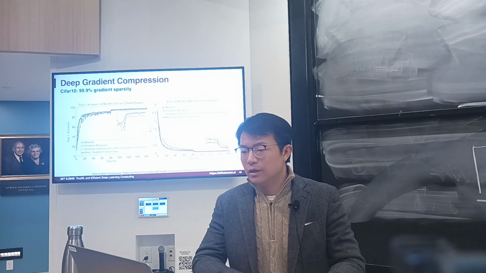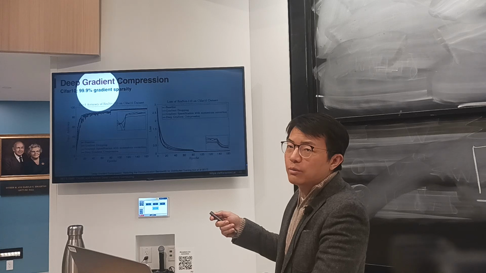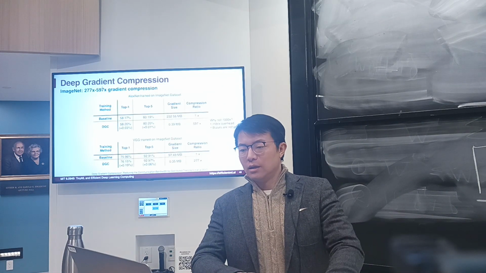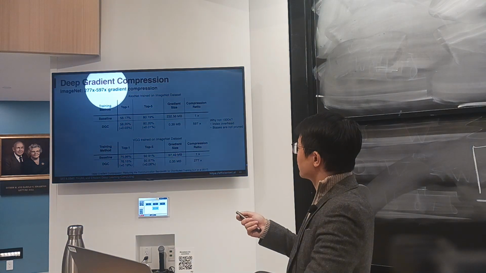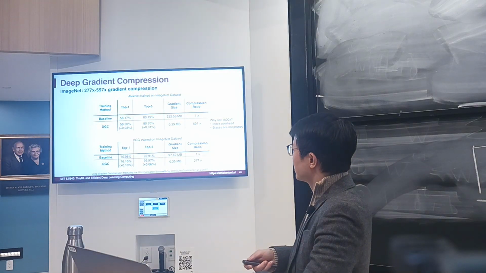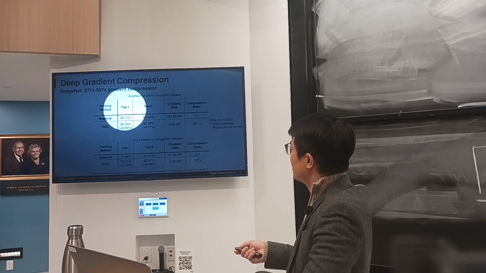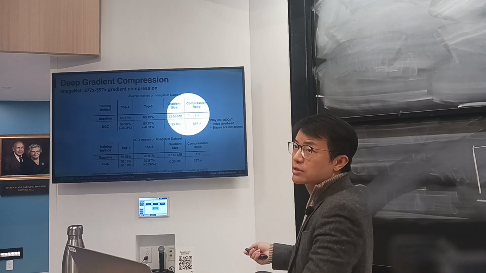So this is on Cifar-10. Surprisingly, we can make it 99.9% sparse for the gradient. ImageNet is about 200 to 500 times gradient compression ratio. It's also quite significant. DGC stands for deep gradient compression. This is the top 1, top 5 accuracy. Gradient size is reduced by almost 600 times.